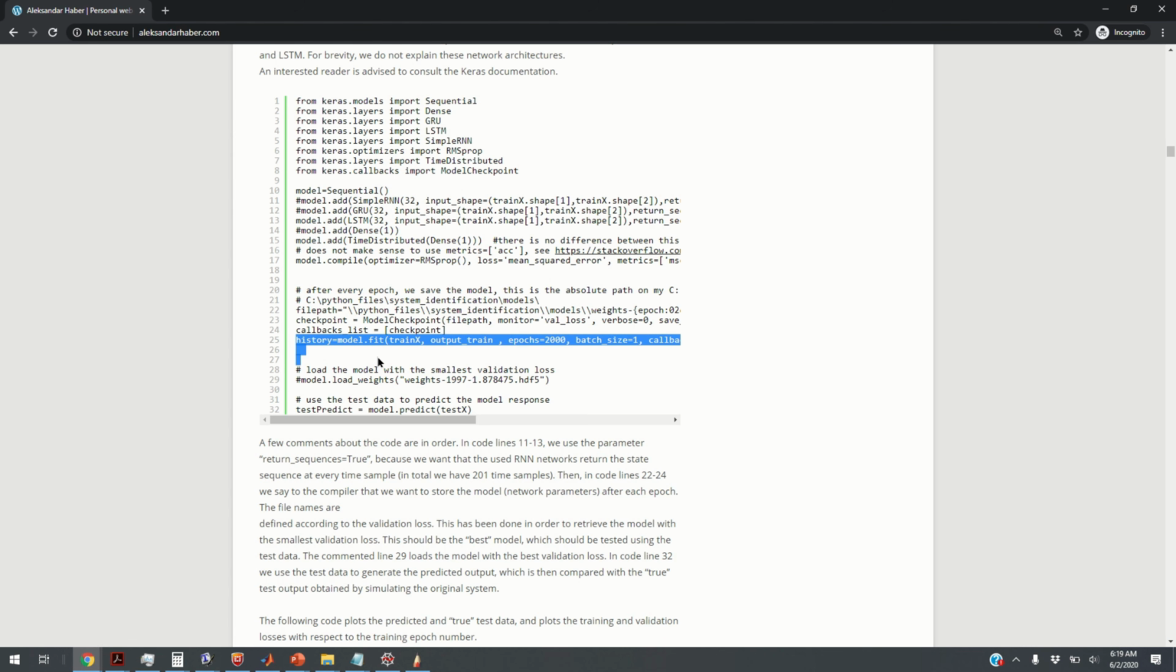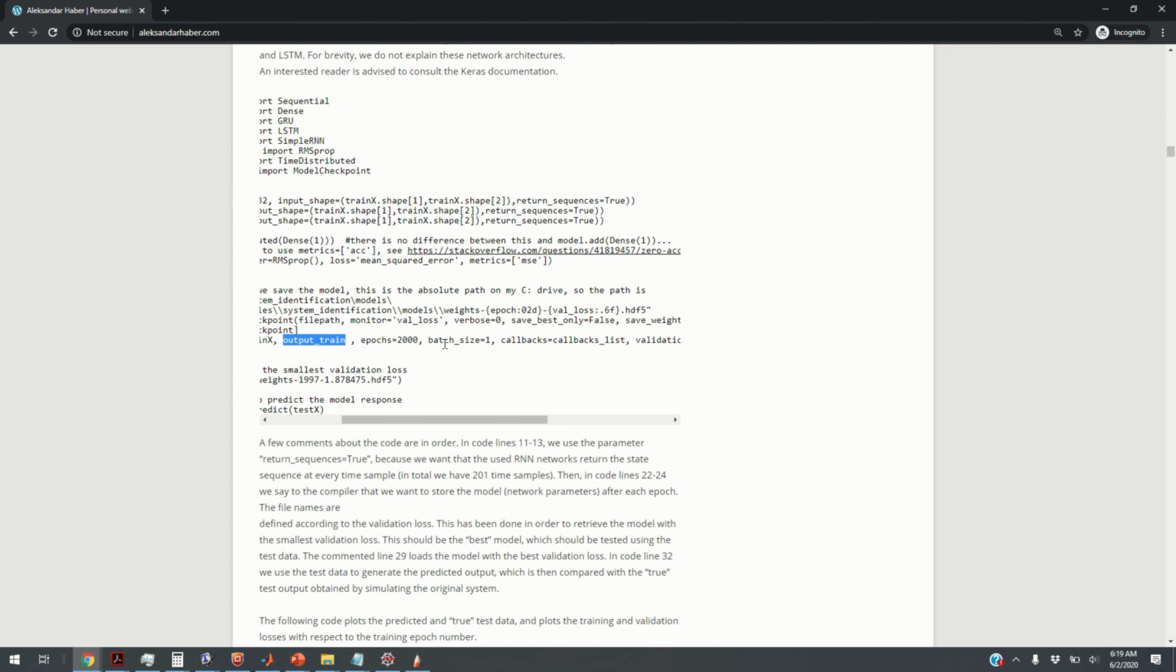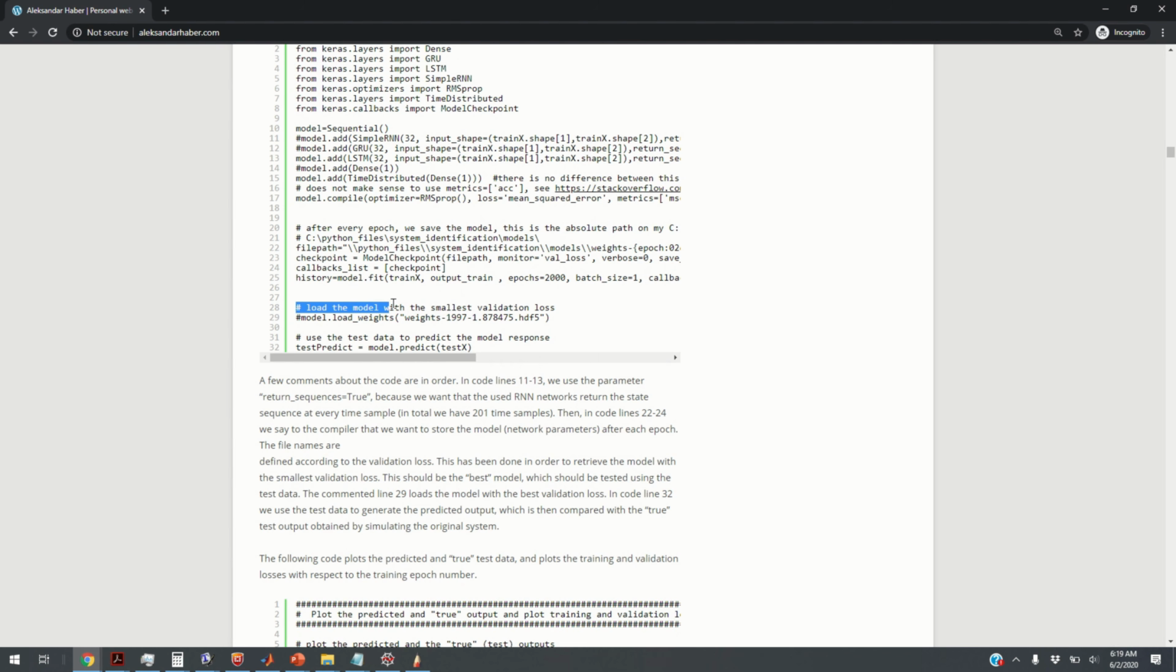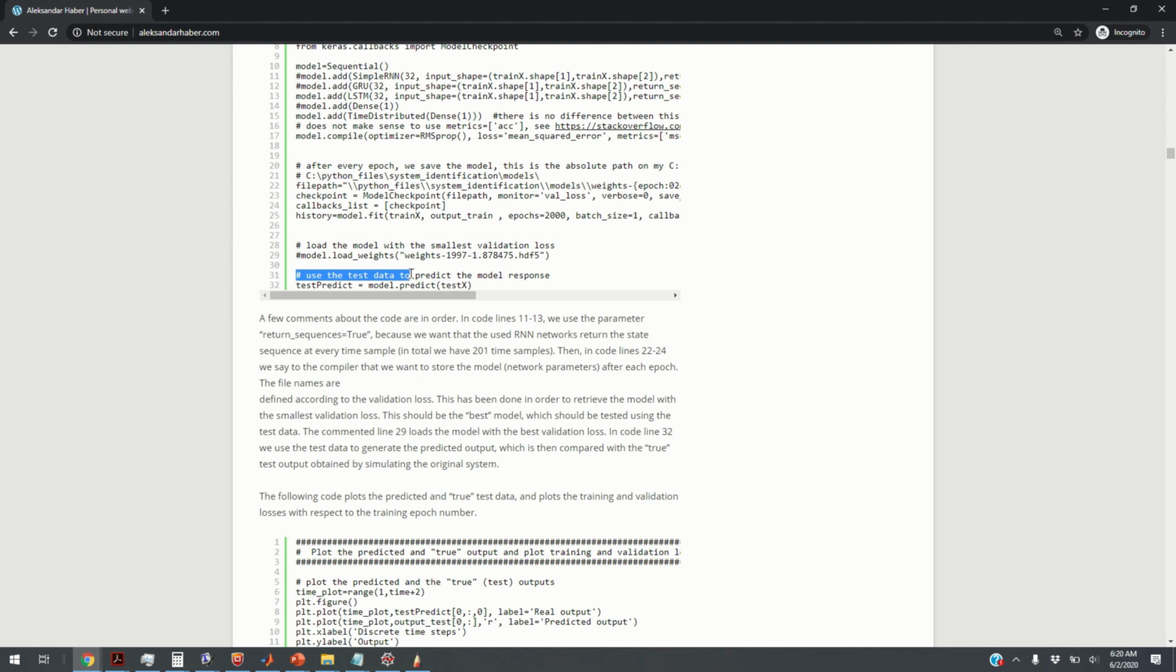Finally, with this code line, we are going to call the optimizer. That is, we are going to feed the parameters. We provide as input the training inputs, training outputs, epoch number, and batch size, and we also provide validation data. Okay, finally, once the optimization has been done, we are just going to load the best model, computed on the basis of the validation loss, and do the prediction.